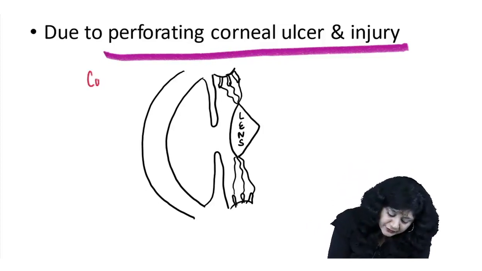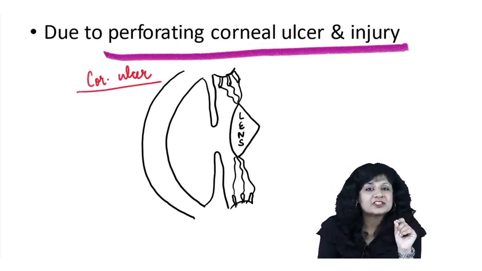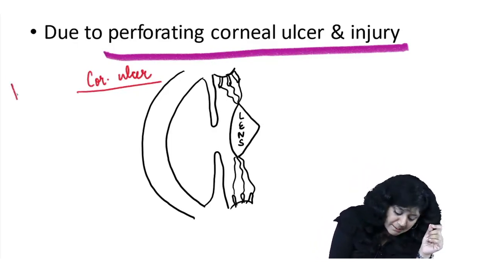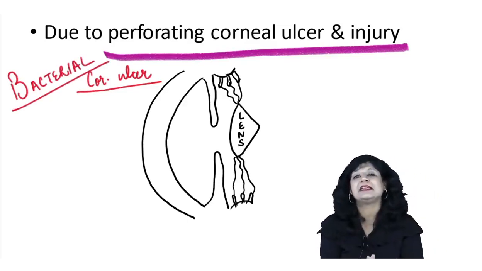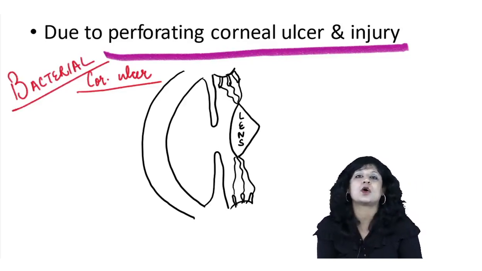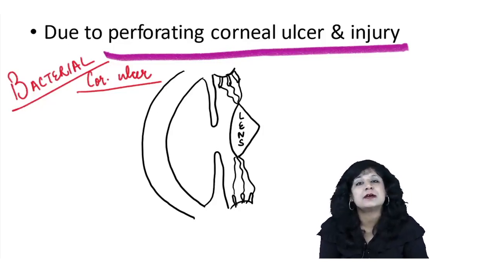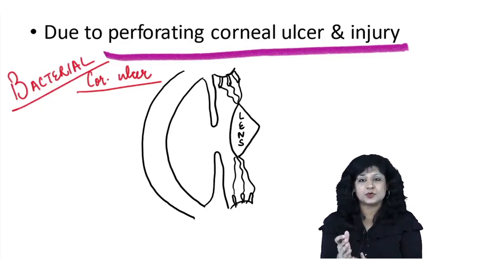Whenever you have the corneal ulcer, now before this you should also know which kind of corneal ulcer I am talking about. So it is mainly the bacterial corneal ulcer, because which of the keratitis is actually notorious for causing perforation? It is actually the bacterial one. Now why is it so?